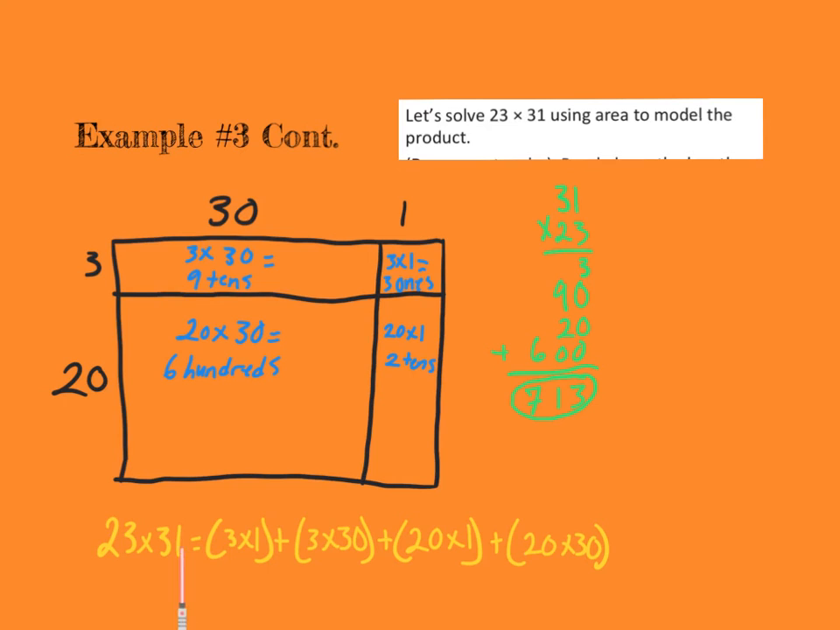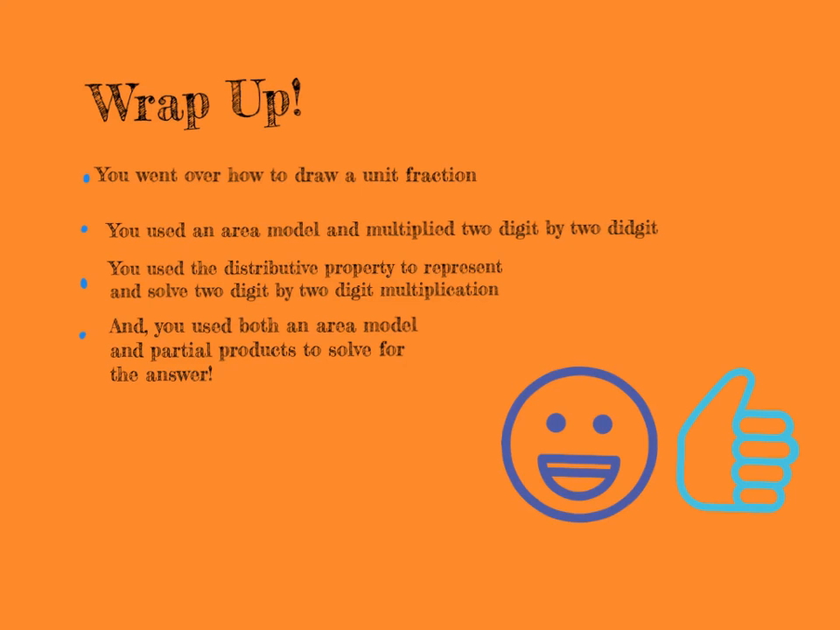And down here is another way to do it. 23 times 31 equals, in parentheses, 3 times 1 plus 3 times 30 plus 20 times 1 plus 20 times 30, getting 713.